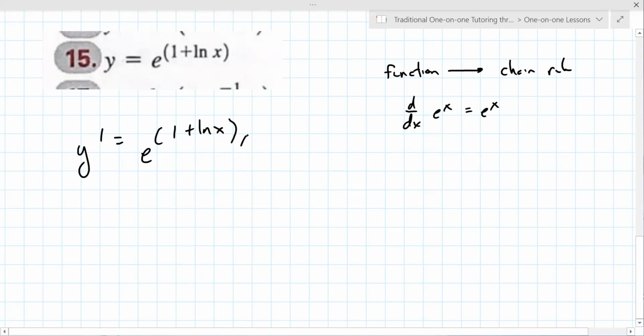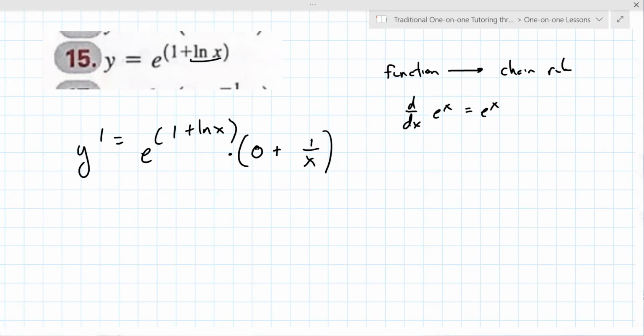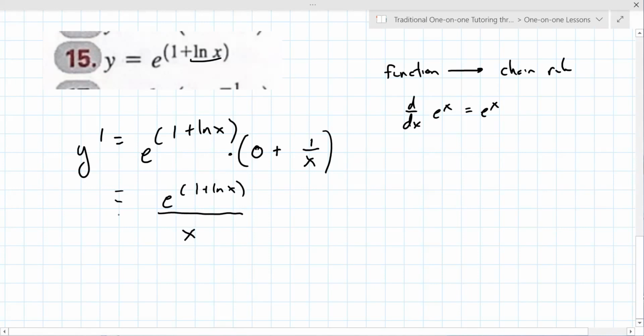But then the next part's on the line with the e. You have to take the derivative of 1 plus natural log of x. The derivative of a constant is 0, plus the derivative of natural log of x is 1 over x. There's no product rule, so it's just chain rule. The 0 doesn't add anything, so it's e to the 1 plus natural log of x, all over x.